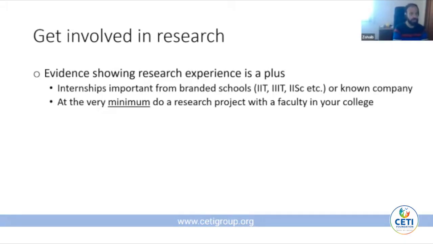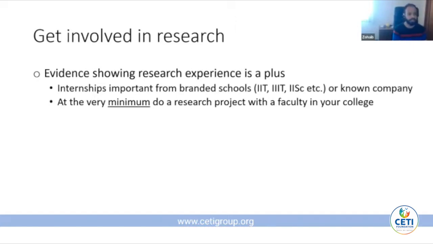So I will encourage everyone, all the mentees, to try doing an internship at branded schools like IIT, IIIT, or IISc, or a known company, which has more weightage in the US or Canada. I know from my experience, even amongst non-Indian professors over here, most of them know about these branded schools, and having their name on your resume and on your statement of purpose does play a big role. It's not the only criterion, I would say, but it does have an impact. So try to do an internship at a branded school if possible.